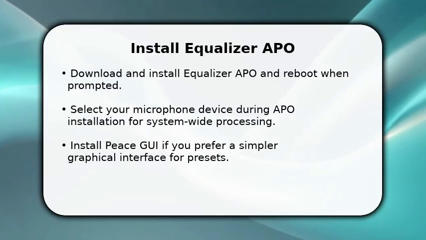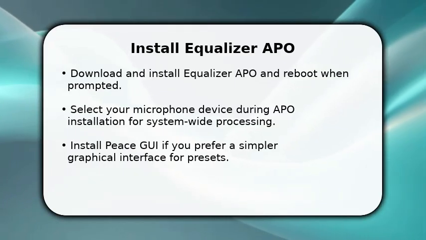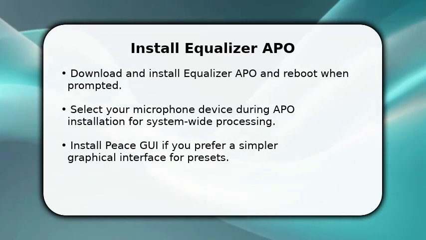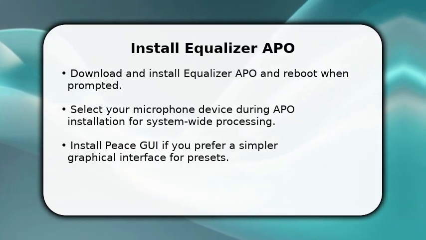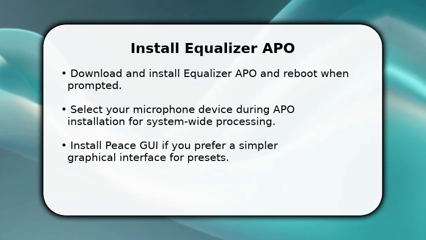Start by downloading Equalizer APO from the official source and run the installer. Choose your microphone from the device list during installation and enable it. Reboot your computer when the installer prompts you to finish setup.